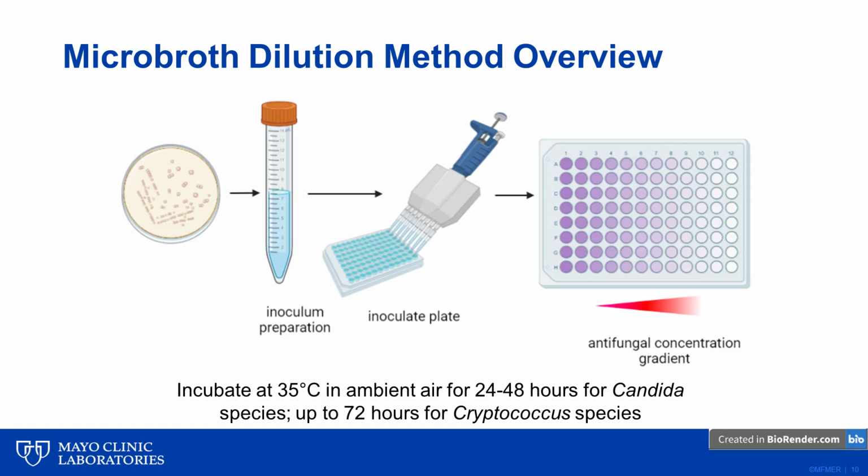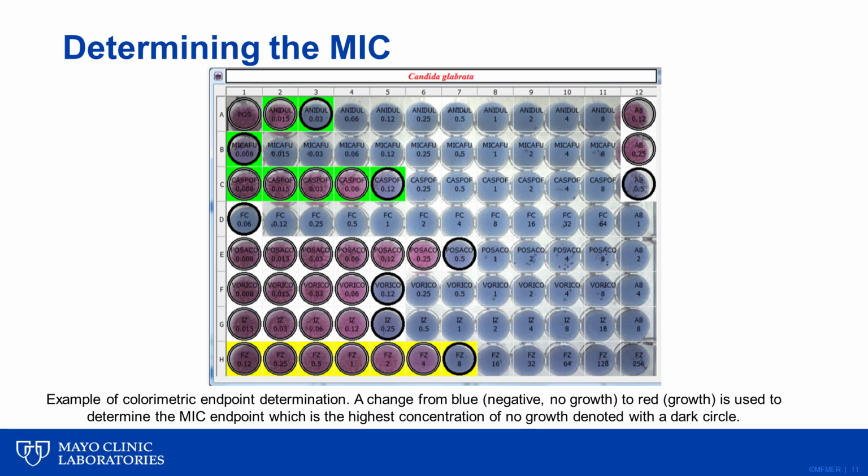Cryptococcus neoformans and Cryptococcus gattii generally grow more slowly, so incubation for up to 72 hours may be needed for Cryptococcus species. Following incubation for the required time period, the panel can be read either manually using a light box or using a semi-automated plate reader. The endpoint is determined by a comparison of the growth in each well compared with the control well.